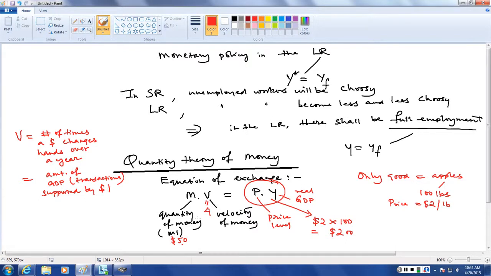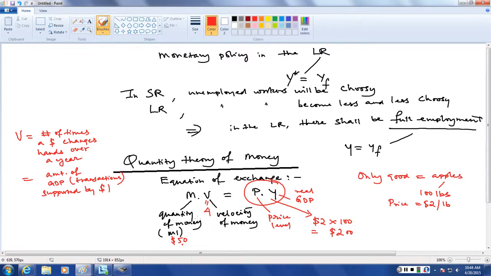Right? So if there are $50 bills in this economy, and these $50 bills have to be used to, in a sense, purchase $200 worth of apples, well, each dollar bill will have to support how many dollars of transactions? $4 of transactions. Is that correct? So the velocity of money is 4 in this case. So this is our equation of exchange. Is that understood by you?